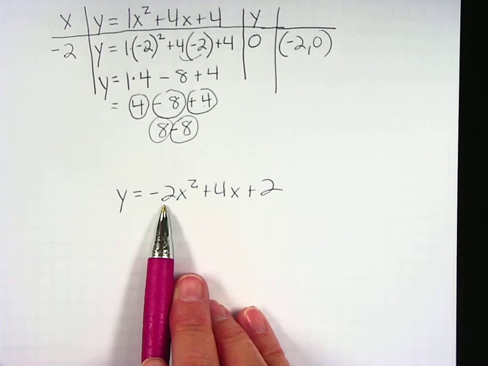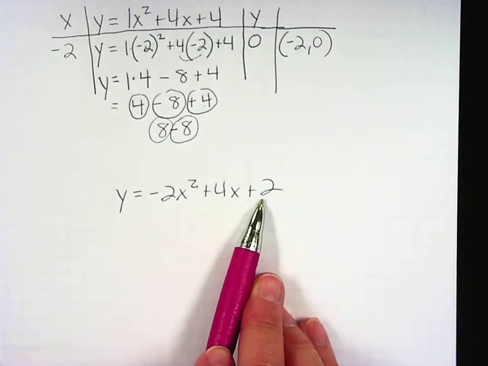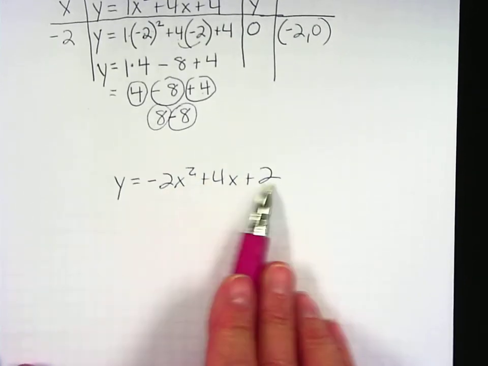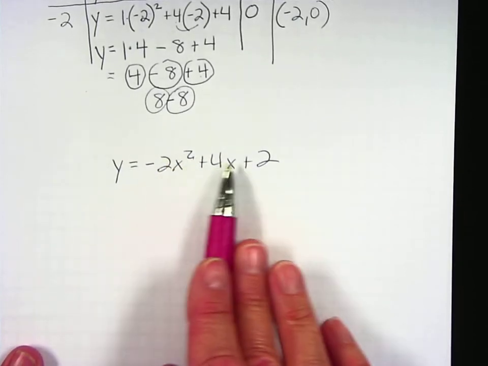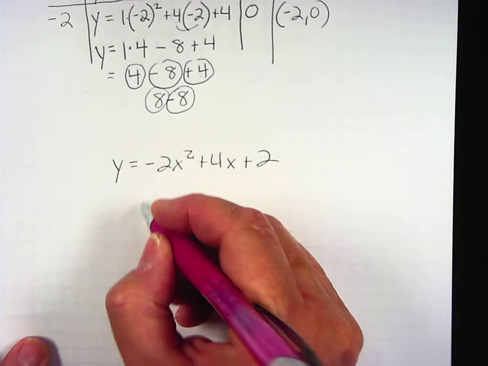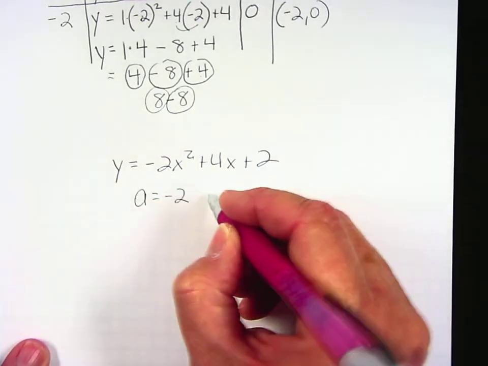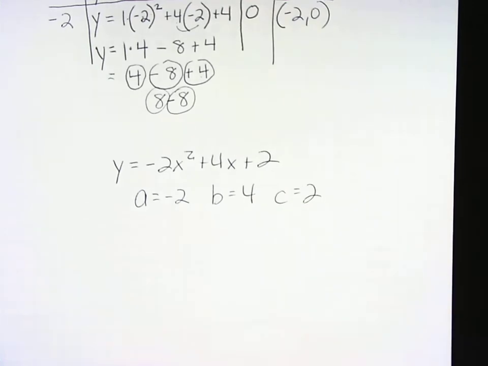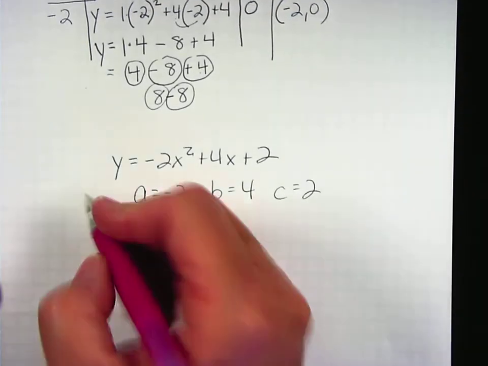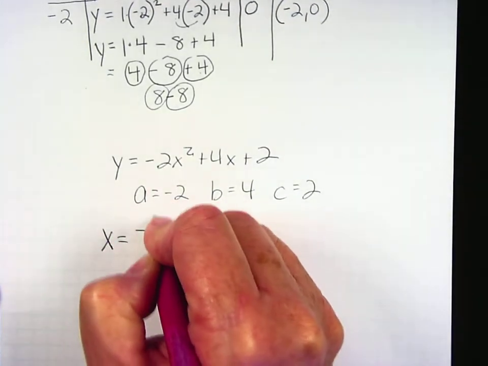This is my A, B, and C. Those are my values for A, B, and C. This is in standard form, ax squared plus bx plus c. So A is -2, B is 4, and C is 2. To find my axis of symmetry, I'm going to use this cute little formula right here.